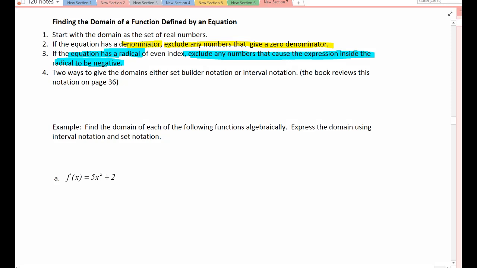When we give the domains, we use either set builder notation or interval notation, and a lot of times we actually want interval notation. When I go through the examples, I'll give you both. Interval notation and set notation is something we assume is a prereq skill. The book does review it, so if you want to review, on page 36, even in the ebook, it reviews the set builder notation and the interval notation for domains.